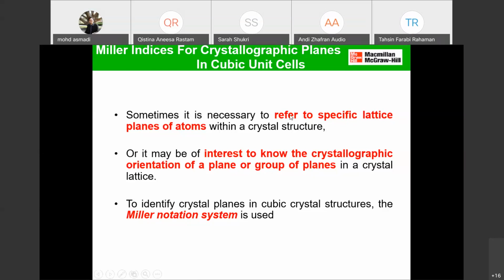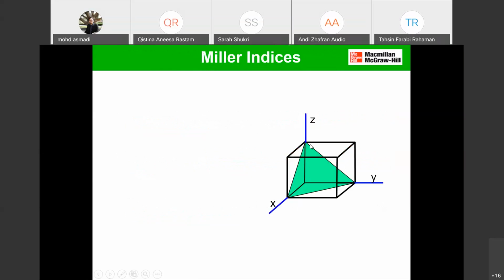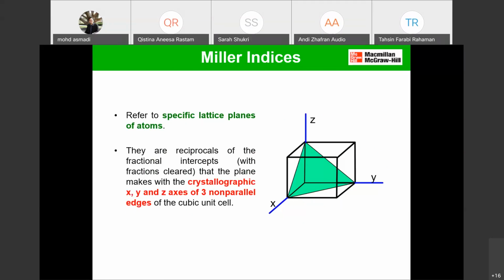The difference is that it is based on the plane, not the direction or the arrow. So this is what we call a plane. It's not like Cartesian coordinates for the direction, but more like an area. Miller indices refer to the specific lattice plane of the atoms, and they are the reciprocal of the fractional intercept. If you have the coordinates, you take the reciprocal, and then you make it integer.